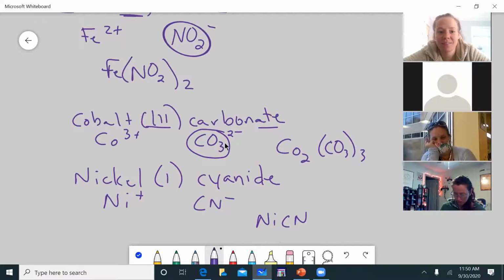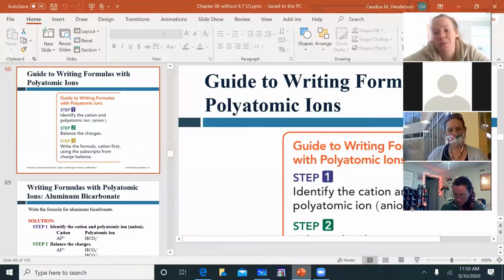Now, what you may have noticed when I've been naming these is that I just sort of smush the polyatomic's name on at the end. I'm not changing that at all. And that is, in fact, the way we do it.